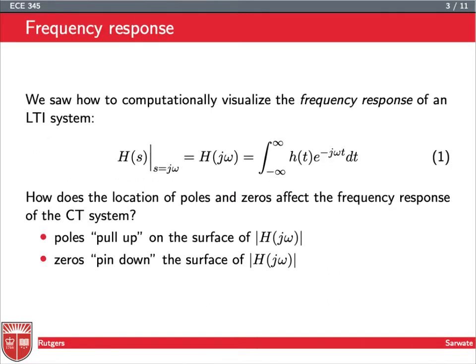So remember, this frequency response, this H of j omega, is just the Laplace transform evaluated at s equals j omega. So that's why we call it H of j omega, to emphasize this connection with the Laplace transform. And the definition is this formula right here, the integral of h of t e to the minus j omega t. So how should we think about this function?